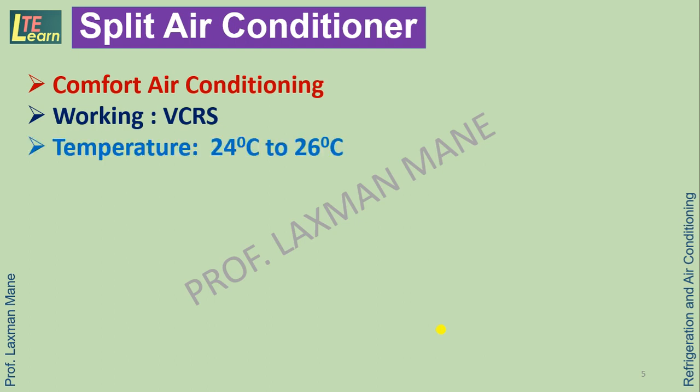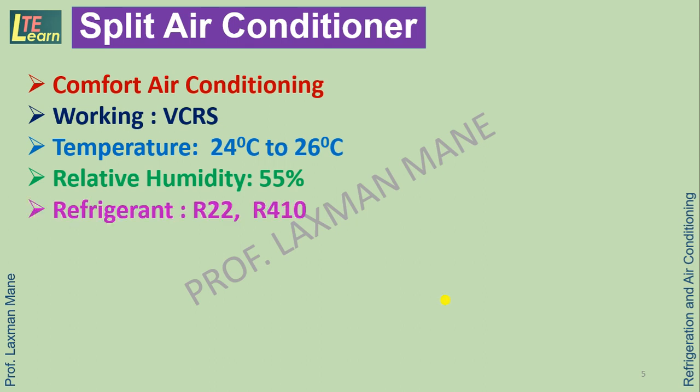Temperature of closed room or cabin is maintained by using split air conditioner in the range of 24 degrees Celsius to 26 degrees Celsius along with relative humidity of about 55%. Refrigerants used in split air conditioner are R22 or R410.